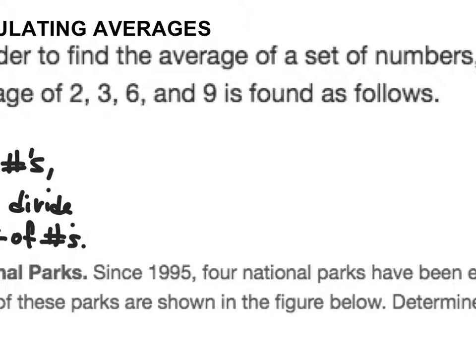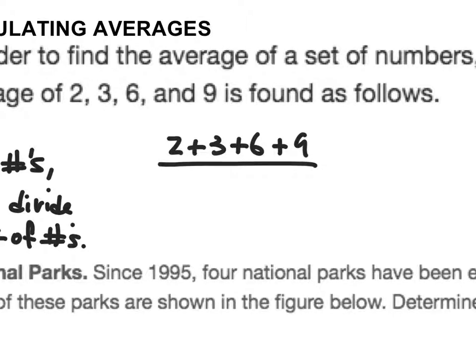If I wanted to find the average of 2, 3, 6, and 9, what I would do is add up all those numbers: 2 plus 3 plus 6 plus 9. Then I'm going to divide by the number of numbers I have. I have 1, 2, 3, 4 numbers, so I'm going to divide this by 4. Now I want to group these up and add those numbers in the numerator before I divide by 4.